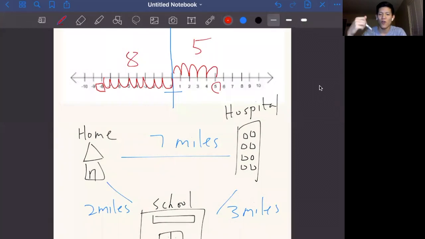So from your home to school is 2 miles, and from school to home, it's negative 2 miles. Do you say that? No. You say from home to school is 2 miles, and from school to home is also 2 miles. Because when it comes to distance, you say in positive terms. Between home and hospital, 7 miles. Between hospital and school, 3 miles. No matter who's saying it, no matter from which direction, it's always in positive terms because it's a distance and length.